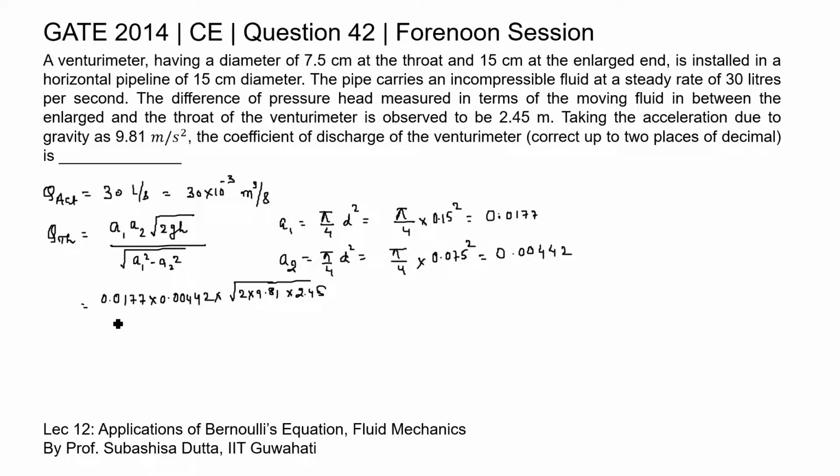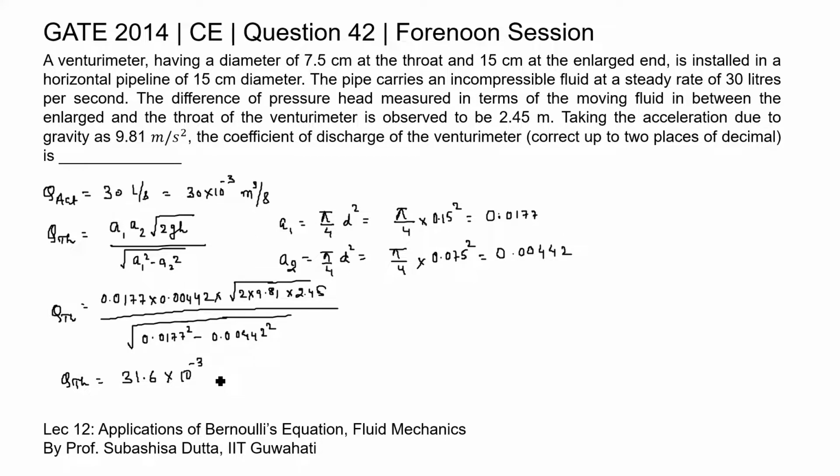2.45 divided by root over A1 square, so A1 is 0.0177 square, minus A2 square, so A2 is 0.00442 square. So this is theoretical discharge. When we solve this, we will get Q theoretical, that is theoretical discharge, as 31.6 into 10 to the power minus 3 meter cube per second.